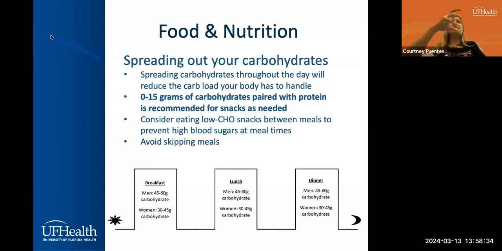But you want to spread them out. Okay. I don't want to eat all of the carbs that I need for the entire day at one meal, because that would increase the blood sugar too high. That would cause a spike, especially for somebody with diabetes. So you want to spread out those carbohydrates. Breakfast, lunch, dinner, getting something routinely.